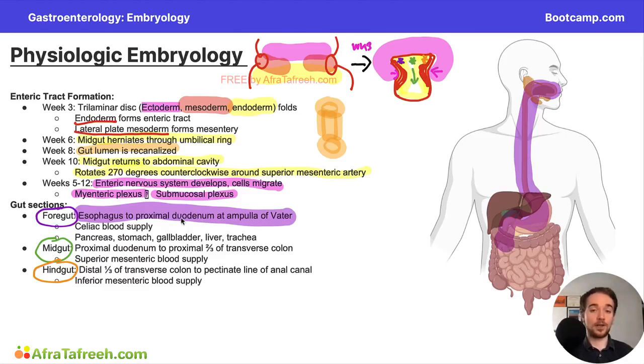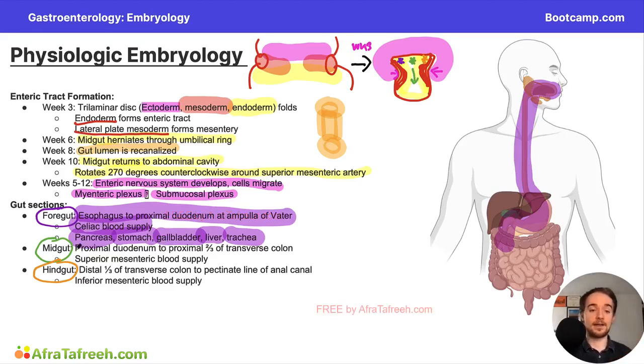However, our foregut also goes on to make a bunch of other structures, including our pancreas, our stomach, our gallbladder, our liver, and our trachea. It's very important to note that the trachea and the esophagus are both formed by the foregut, and all of these different structures receive their blood supply from the celiac artery. The celiac artery, interestingly, also supplies the spleen, even though that is not a foregut structure.